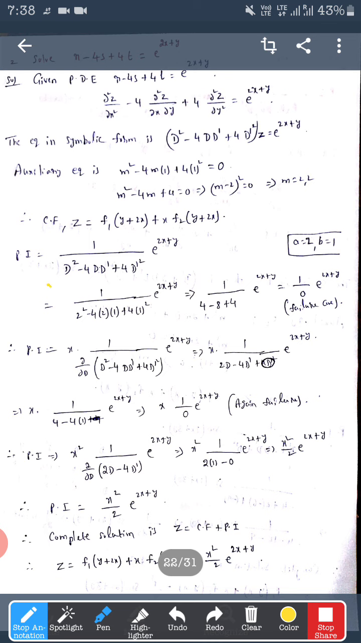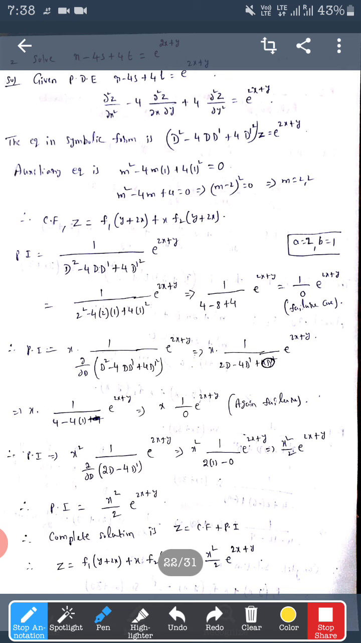So, in place of D, we write 2 and D dash 1, therefore this becomes 1 by 4 minus 8 plus 4, this is 0. So, this is a failure case. Here 1 by this becomes 0, so this is a failure case. Therefore, as in ordinary differential equations we have written 1 by f dash of D, like that.